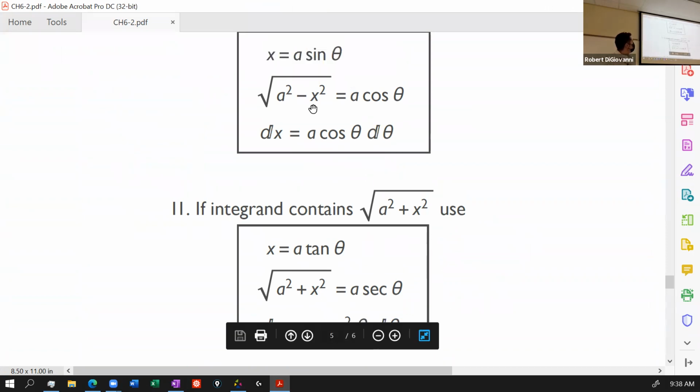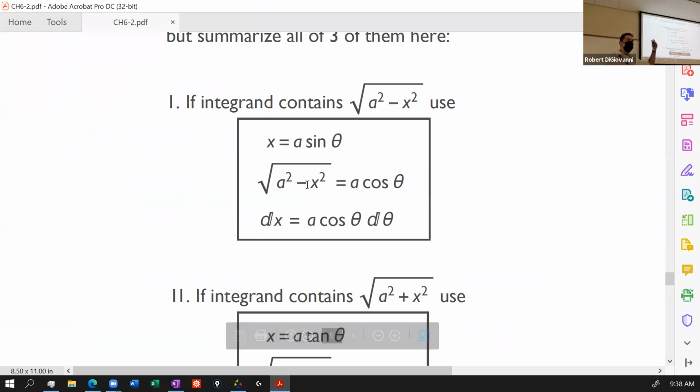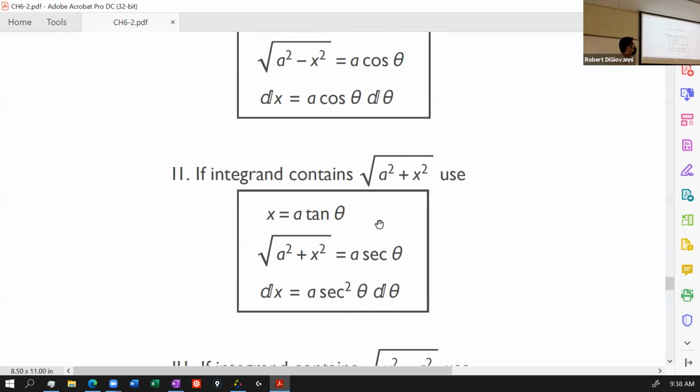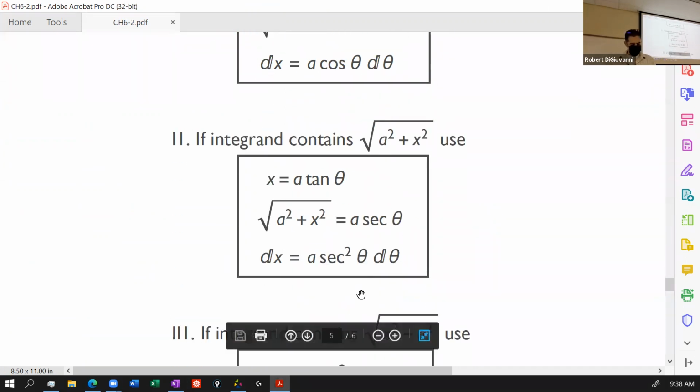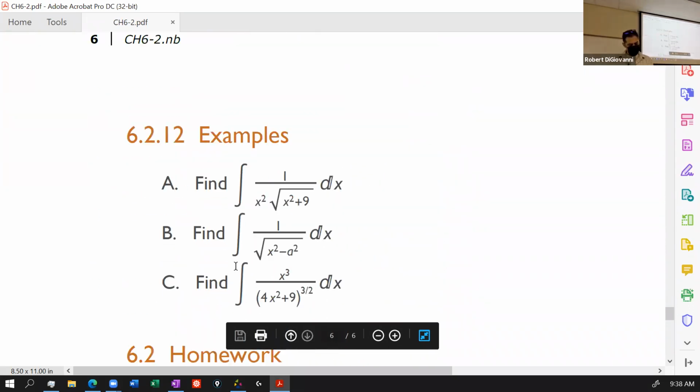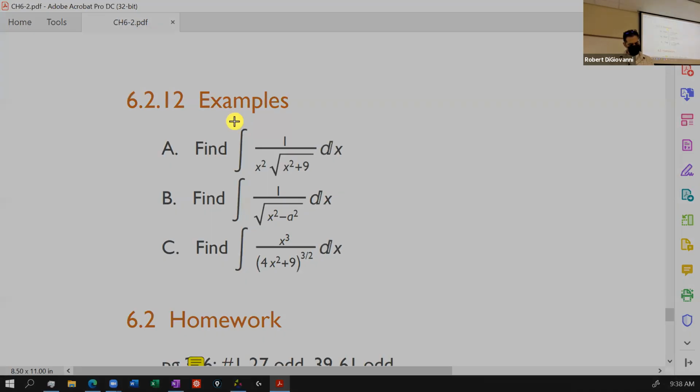So do y'all see how this is similar to this one in the sense that we'll have three things that we need to keep track of: what x is, what the square root crap looks like at the end, and what the dx turns into. Now, should we, yeah, I'll do an example. I was going to go right to this, but let's just go to an example. So let's do this one.